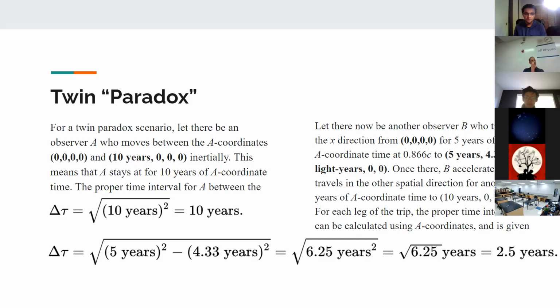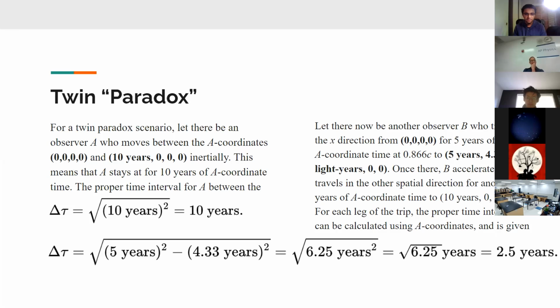Okay, let's talk about the twin paradox. This is actually not a paradox, that's why I put quotation marks on it. So, for example, suppose you have a twin, and the first one, the observer, is called A, and he stays on Earth, and his space-time coordinate is just 0, 0, 0, 0. So the first number represents the time, and the rest of the three are the spatial coordinates.